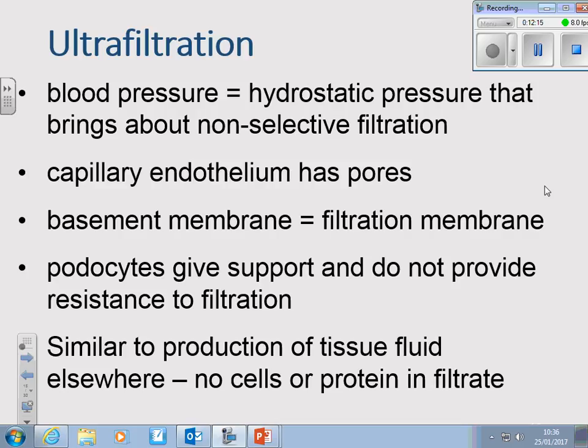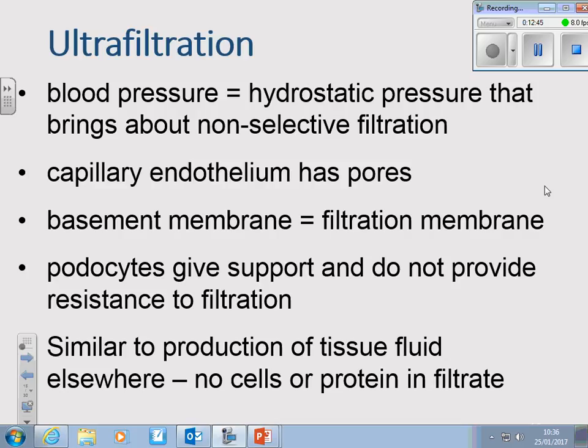That's the determining factor. So, I'm just going to check here. Do I ask you the question, what's not forced out? And it's down there at the bottom. You can only force out particles that are small enough, so you don't get cells or protein forced out in the kidney. Hence, if you get protein or blood in the urine, it's a bad sign, isn't it? So we know that's an indication that this might be damaged.